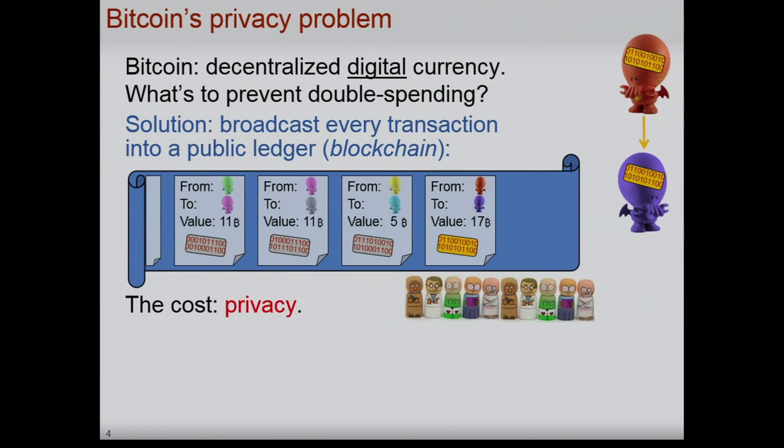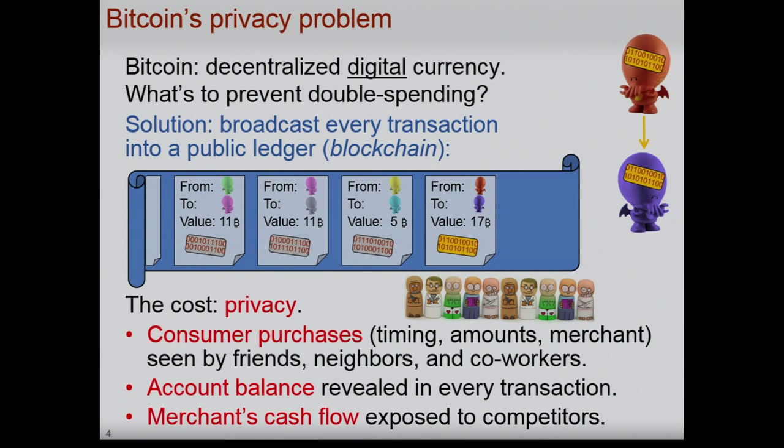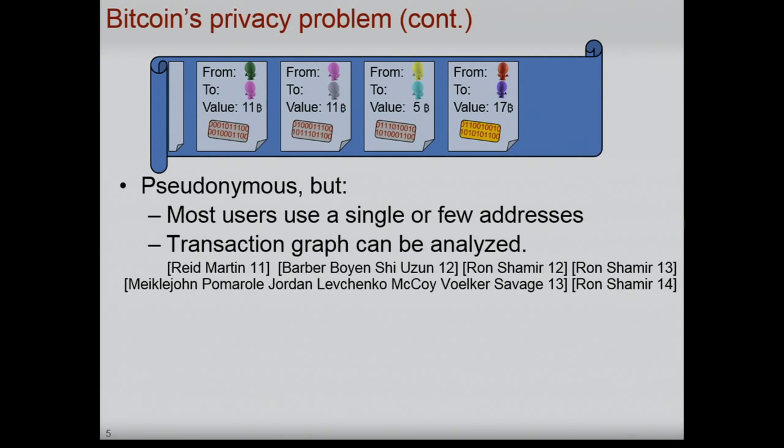The problem there is privacy, because this blockchain contains all of the information. As consumers, anyone can see our purchases, who we paid, whom and how much, at what time. The merchants have their cash flow exposed to the competitors. Anyone can see your balance as you go down the street paying merchants and maybe relieve you of some of it. This clearly is a problem. It's been recognized by many.